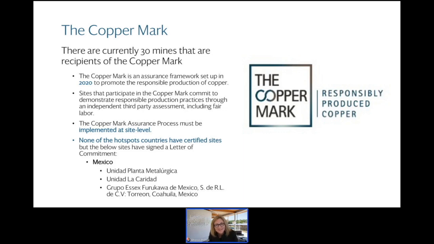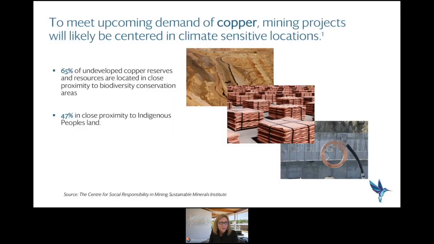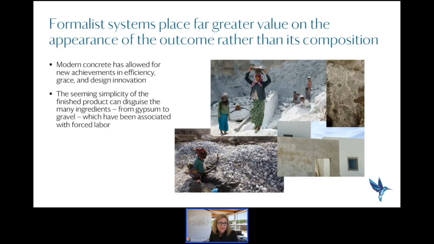However, like what Burra Happold is doing, there are others that are starting to produce these certifications. The Copper Mark is one of them. There are currently 30 mines that are recipients of the Copper Mark, yet none of those are in the hotspot countries that have those certifications. So I'll show you right there. Now, Mexico has actually submitted letters of commitment for three different mines. So again, it's important to take a look at that.